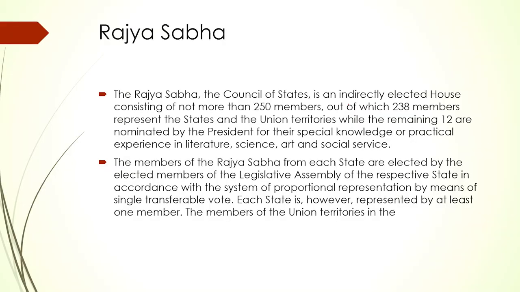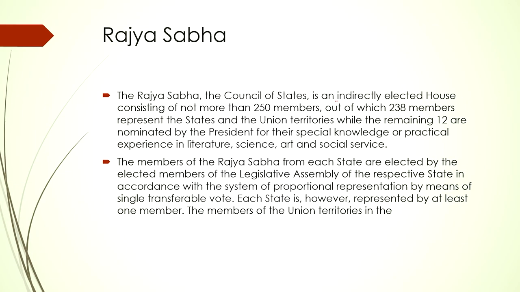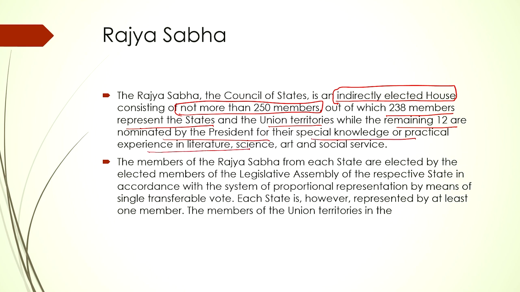If you look into the working of the Rajya Sabha, we know that the Rajya Sabha, or as it is called the Council of States, is an indirectly elected house, and it consists of not more than 250 members, out of which 238 members represent the states and union territories, while the remaining 12 are nominated by the president for their special knowledge or practical experience in literature, science, art and social services.